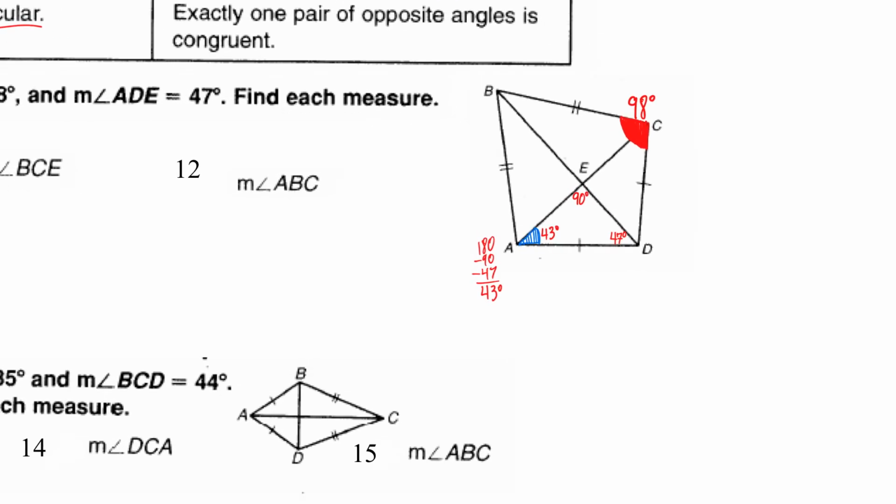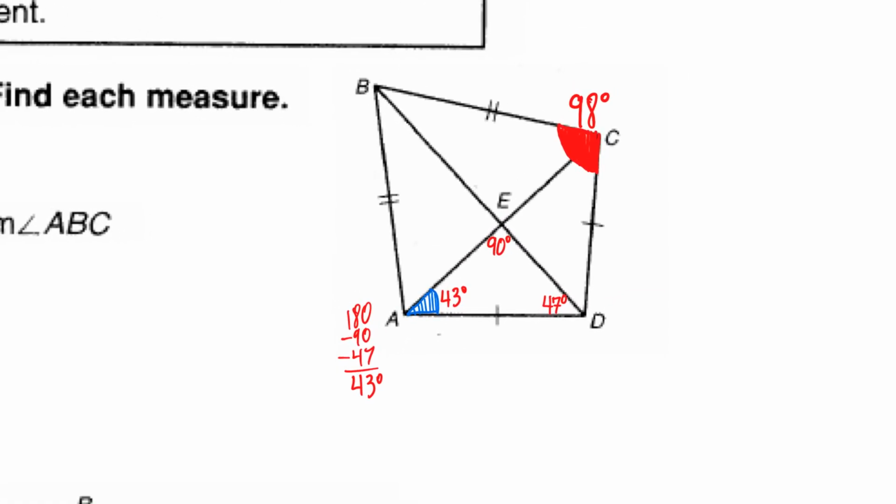Okay, next is angle BCE. So BCE is actually this right here. Oh, no, it's not. Sorry, my bad. BCE is this angle right here. Okay, most people just say, well, it's half of 98. No, it's not, okay? Because that diagonal CA does not cut that big angle there exactly in half.